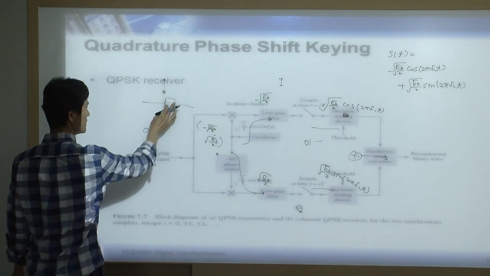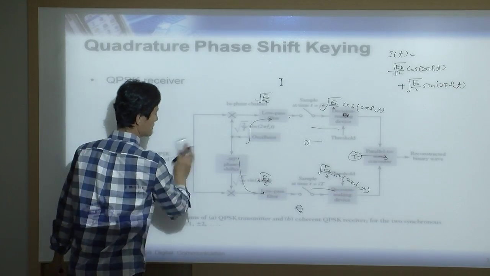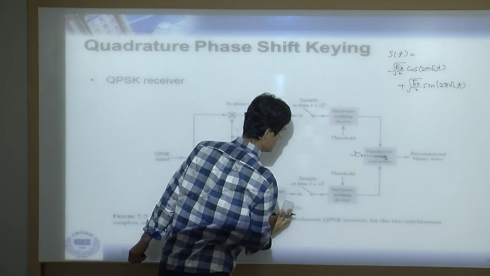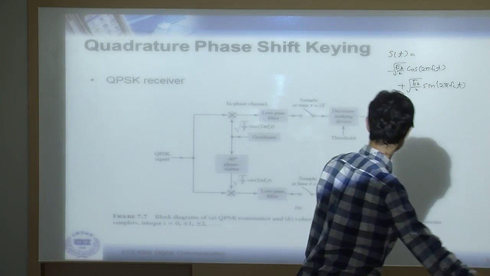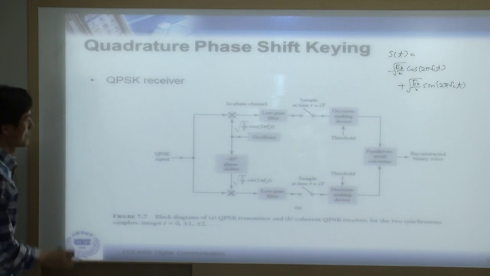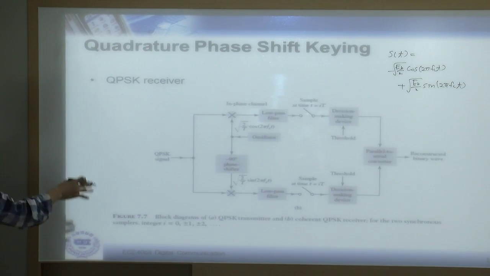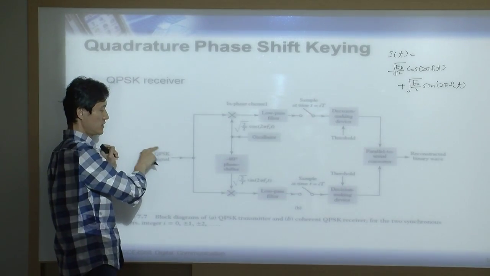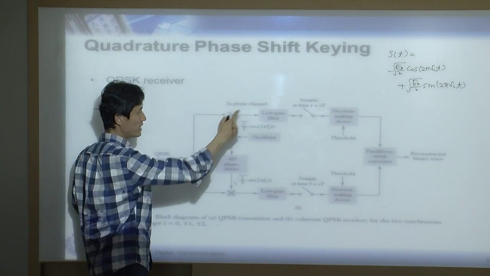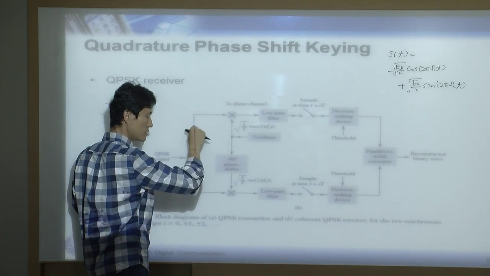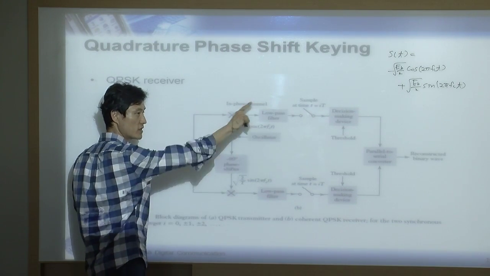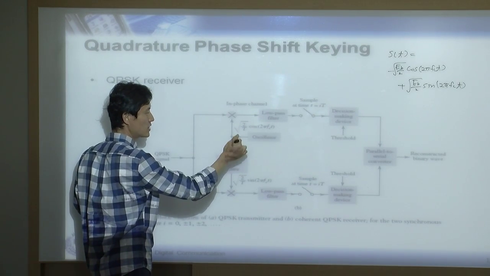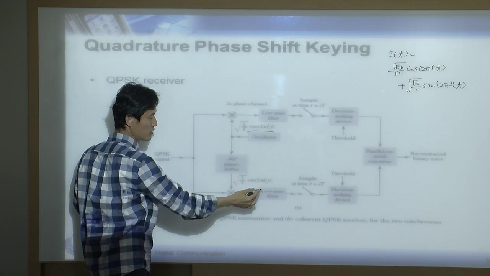Now we're going to receive that in the receiver. This s(t) is going to be received here, and then split into the I channel and the Q channel. This is a receiver, right? We still have an I channel and a Q channel. In the I channel, we multiply by cosine. In the Q channel, we multiply by sine.